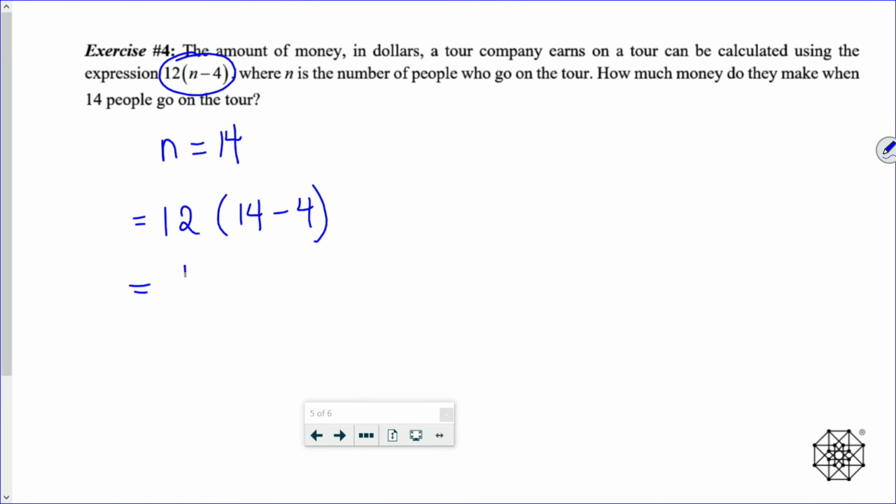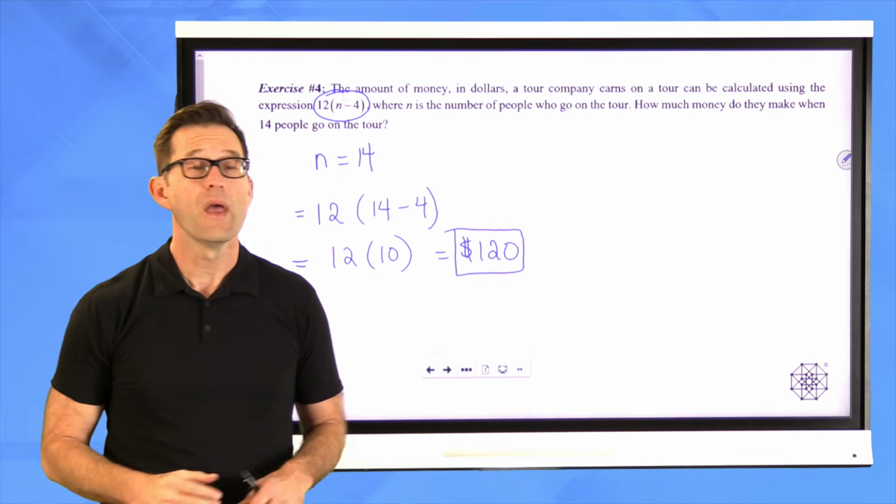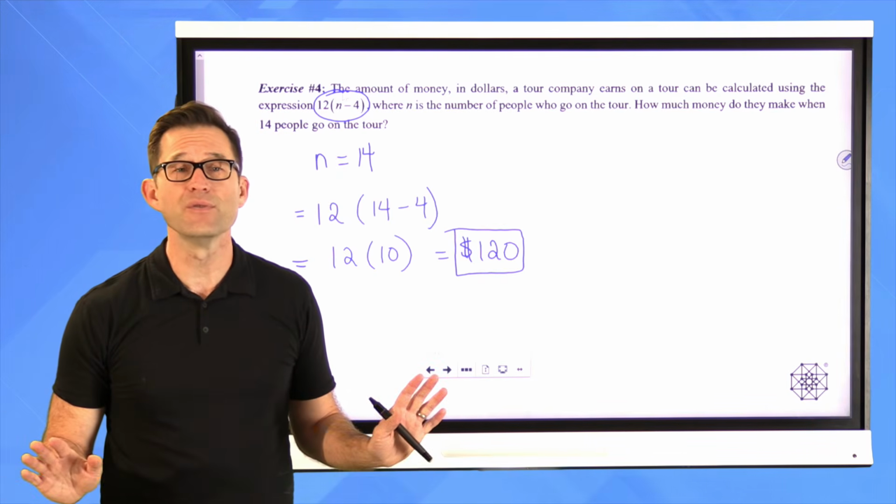Order of operations tells us that we've got to do what's in parentheses first. 14 minus 4 is 10, and now 12 times 10 is 120. So they must make $120 when 14 people go on tour, right? That's easy. It's simple to do something like that.